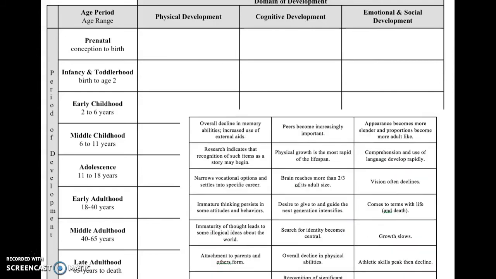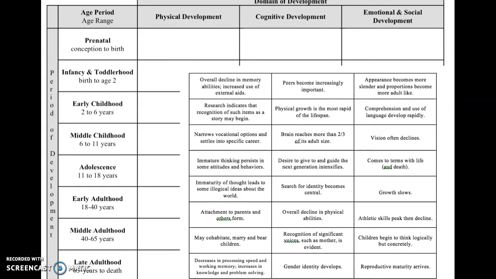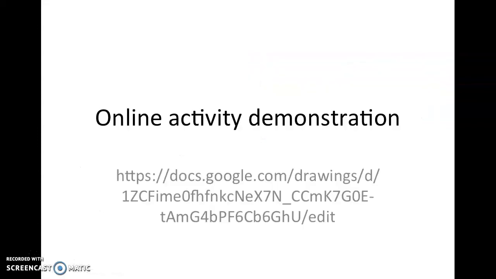Read through the statements and choose one to place onto the board. Here I choose the statement, physical growth is the most rapid in the lifespan. This fits into the cell for prenatal development in the physical domain. Simple, right? Now place the other 23 statements.